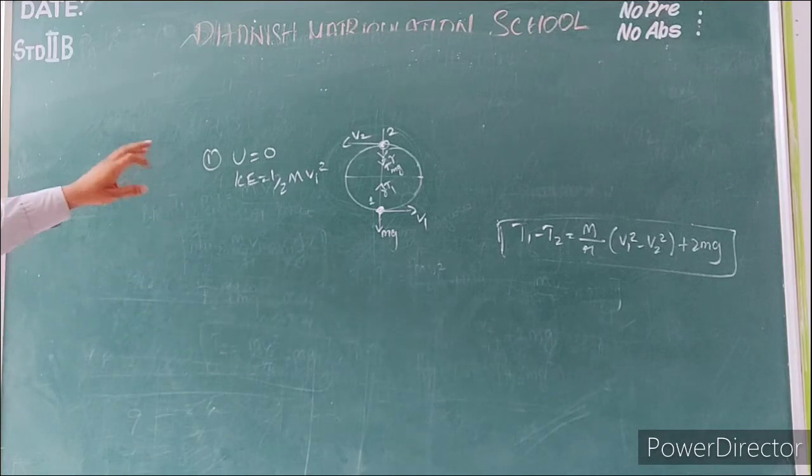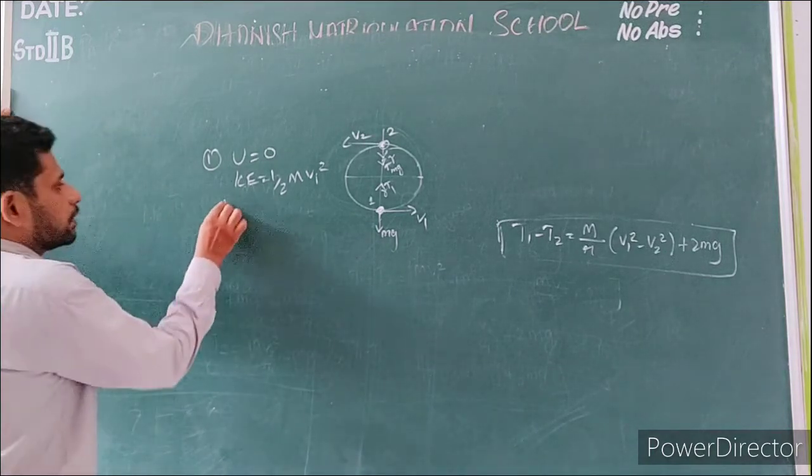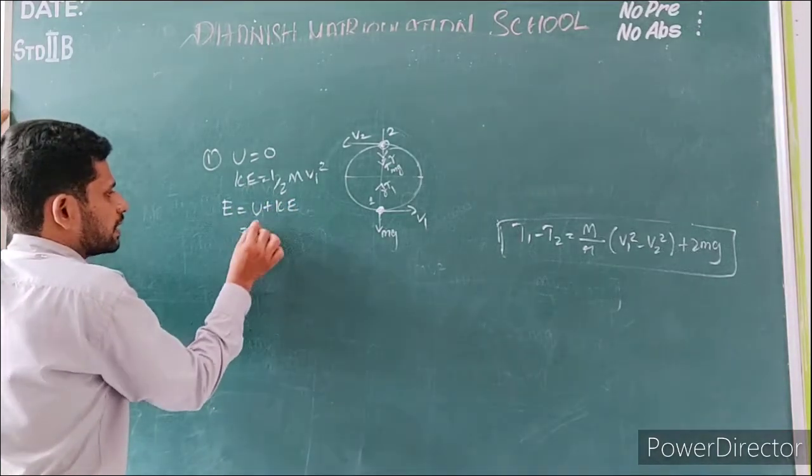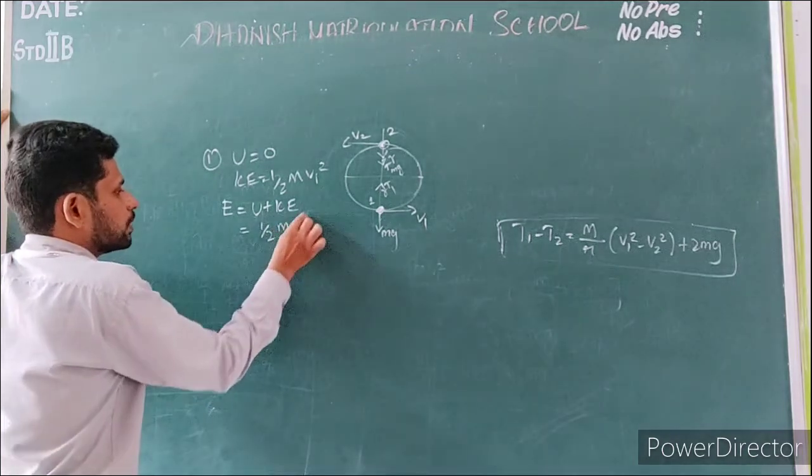Kinetic energy will be given. So the total energy E will be equal to U plus kinetic energy, so potential energy plus kinetic energy. At point 1 it is half m v1 square.